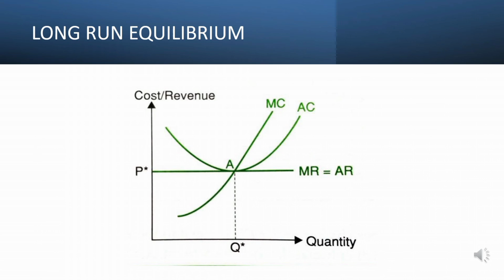Working at the minimum point in the long-run average cost curve signifies that the firm is of optimum size. That is, it is producing output at the lowest possible cost.